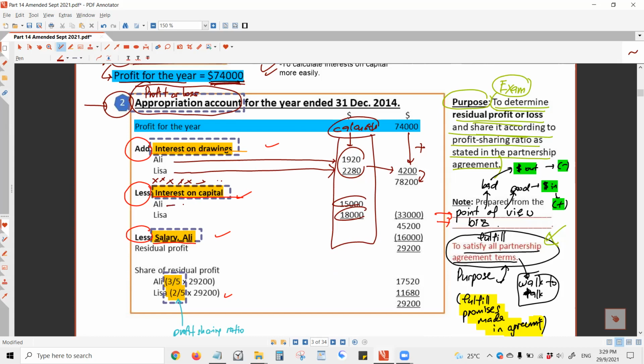So interest on capital for Ali is this amount, Lisa this amount, then total up, put it here, minus, right? So you take this figure, minus 330000. Then you get this 45200. Then minus salary, there's only one figure, so put it to the rightmost. You don't have to write it 16,000 here one time and then move it to here another time, okay? Because there's only one figure. So just put it to the rightmost.